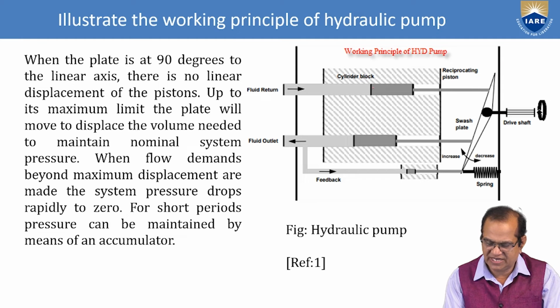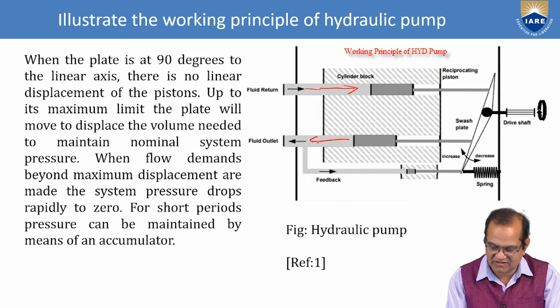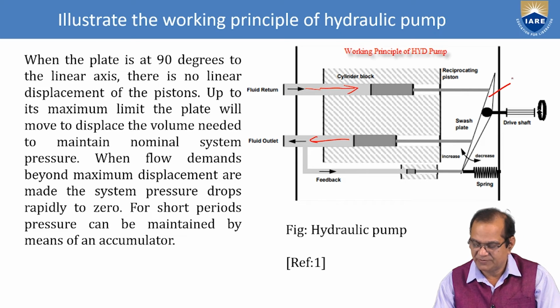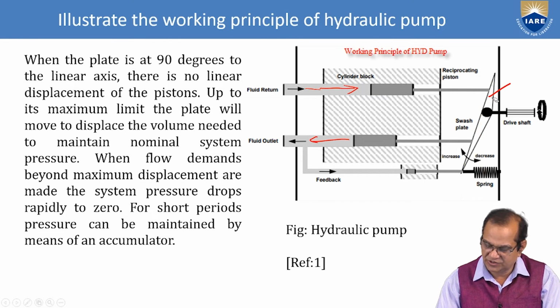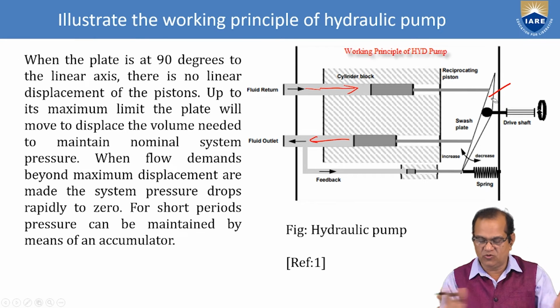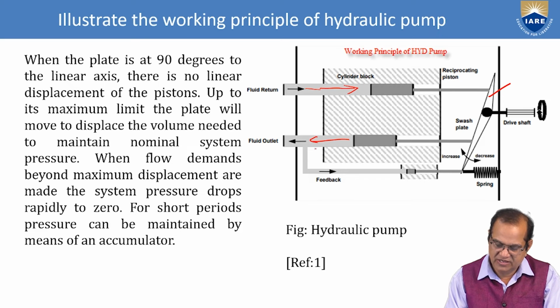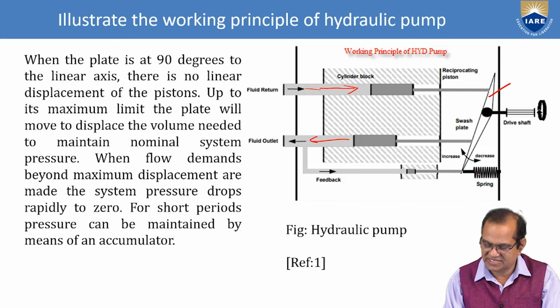If you see here, you have the cylinder block. Here is a fluid return, a fluid outlet. So fluid is going like this, and here it is compressing. It is elliptical and eccentric. It is called the swash plate, and this will move like this, like this, like this. Due to this, the piston will move up and down, up and down, and feedback is given as per this spring.